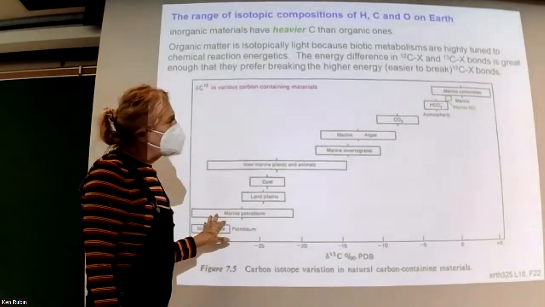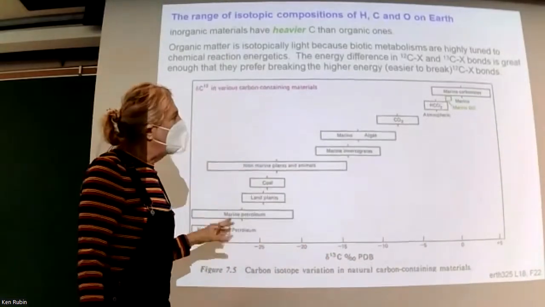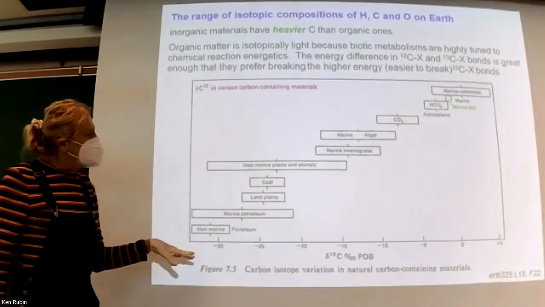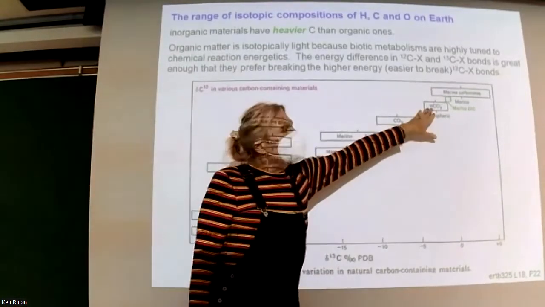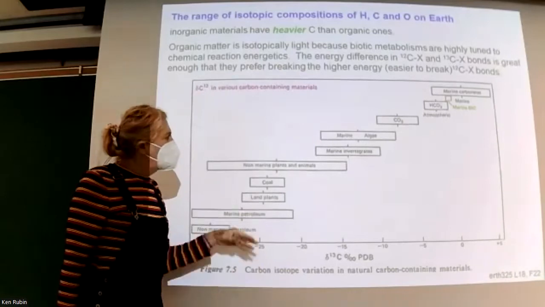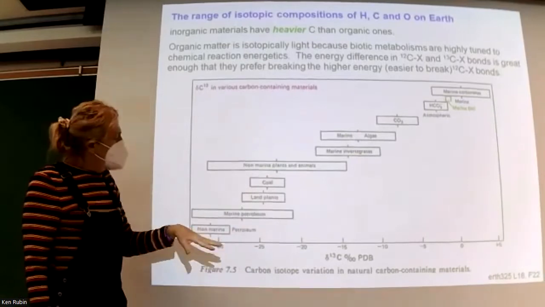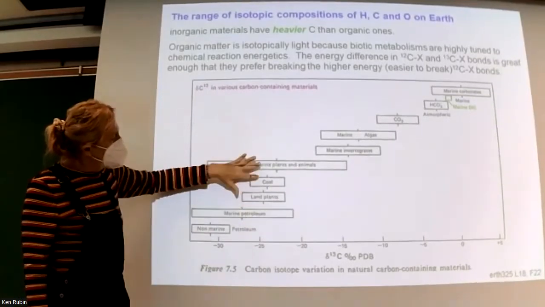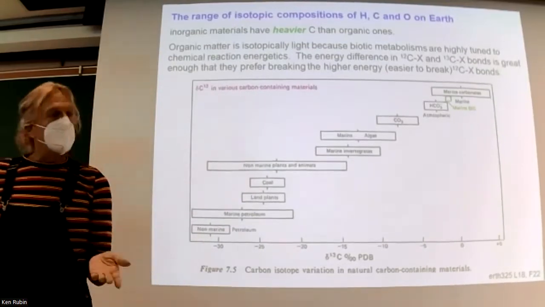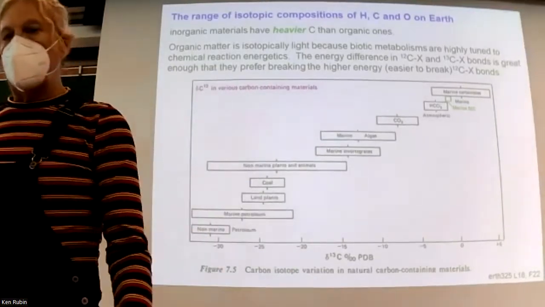And so we see marine carbonates are up here. They're pretty close to zero, right? Because PDB is also marine carbonate. Everything else is lighter than that. Especially when we go into atmospheric bicarbonate or CO2 in the atmosphere, or living organisms, or non-marine organisms, things that live on the land masses, coal, marine petroleum. And you can actually see the difference between coal and marine petroleum reflects the difference between land plants and marine plants. And again, the variations are bigger on this end of the scale.